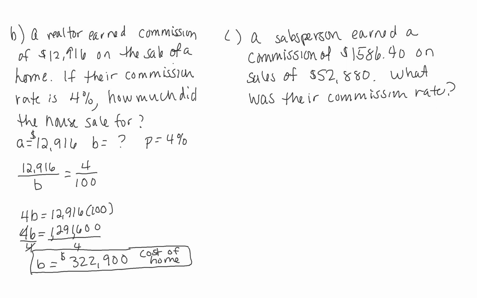All right. So again, if the salesperson earns 4% commission and their commission was an actual $12,916, that means the house was $322,900. Let's look at another example.